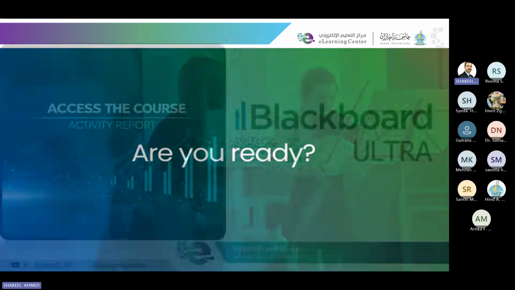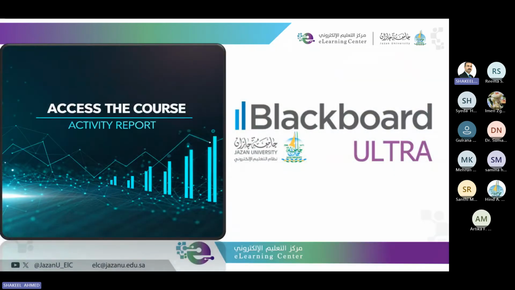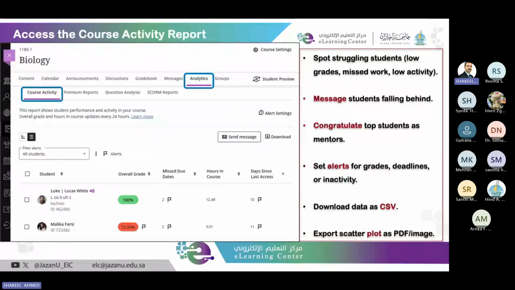So this is how Blackboard Ultra works. The next feature we will look at is the course activity report in Blackboard Ultra. This report provides a clear picture of how students are engaging with the course as a whole. So it helps us track activity levels and identify patterns of participation across the class. In the coming slides, we'll see how to access this report and how it can guide us in supporting students' success.